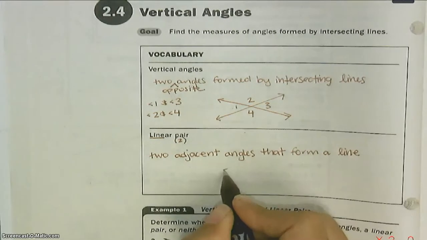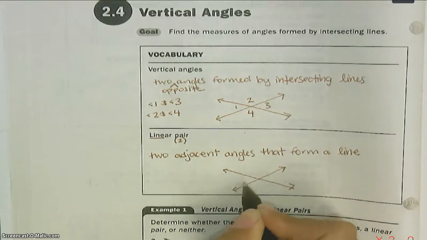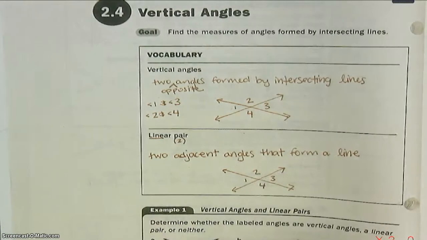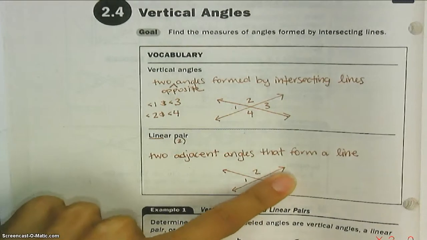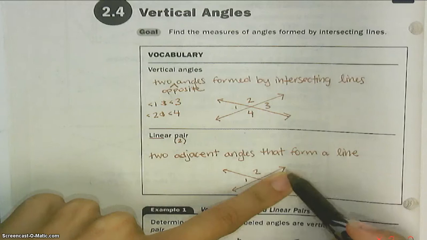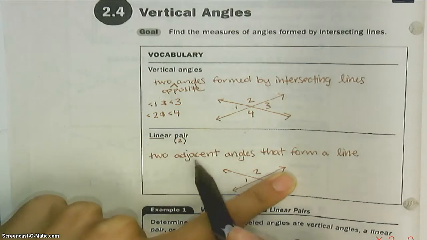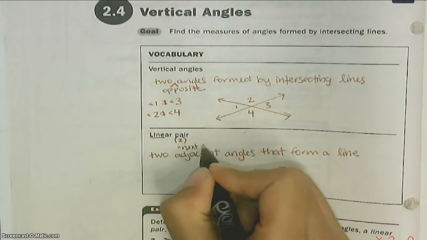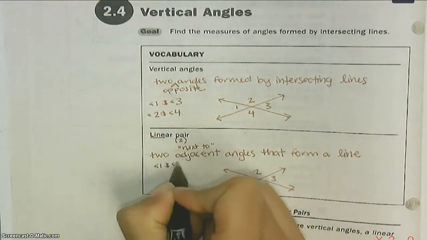So I'm going to draw the same picture again, and we're going to look at it a little bit differently now. 1, 2, 3, and 4. So I'm looking for two angles that form a line. So let's check out 1 and 2 first. If I cover up the other ones, notice 1 and 2 form a line. So 1 and 2 are a linear pair. They're next to each other. Adjacent means next to. And they're making a line.